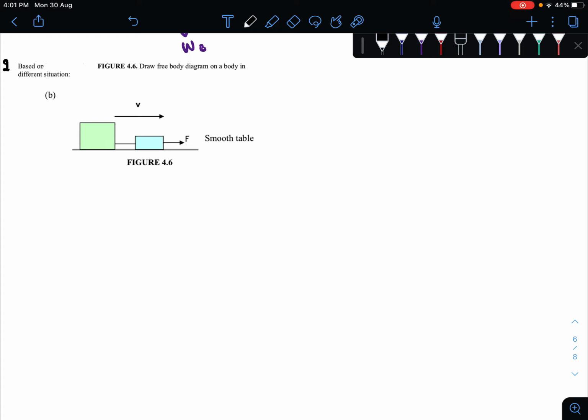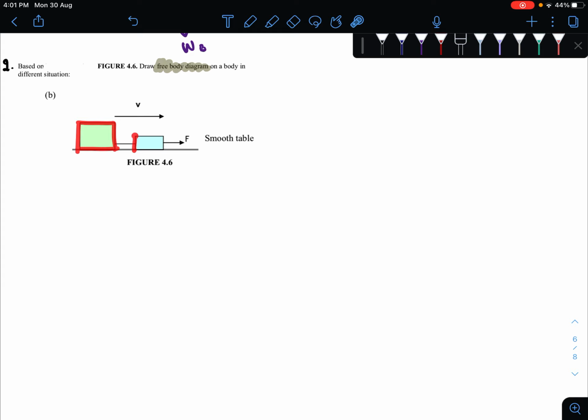Welcome back. So now we are going to look at question number 2 from tutorial chapter 4, and we're going to focus on question 2b here. Based on figure 4.6, draw free body diagram on the body in the different situations. So what we are going to do is to draw the free body diagram. So let us look at the question.